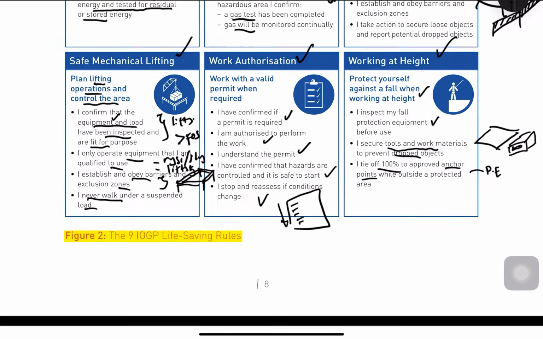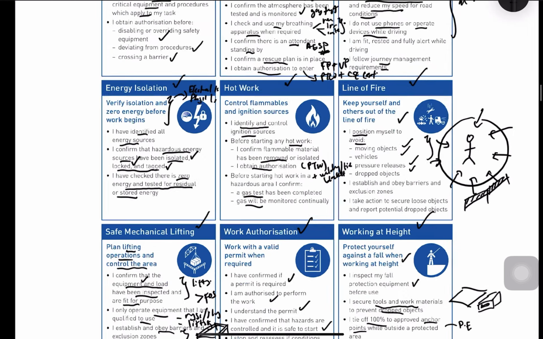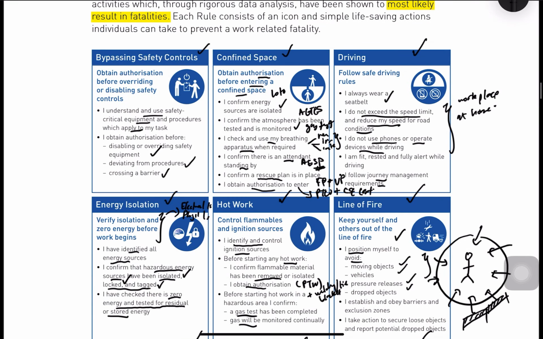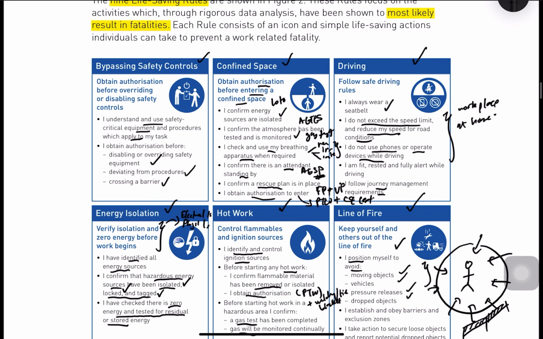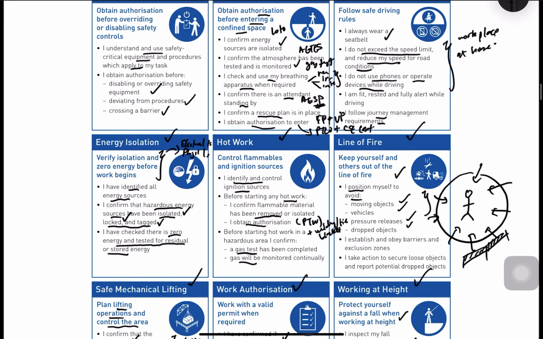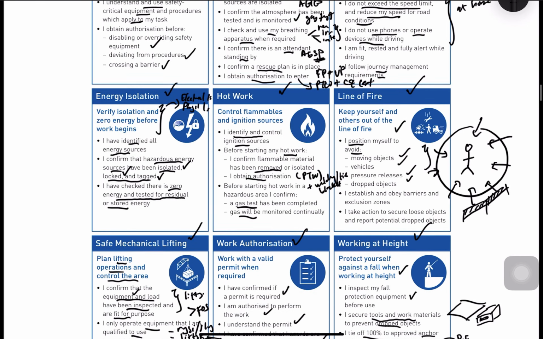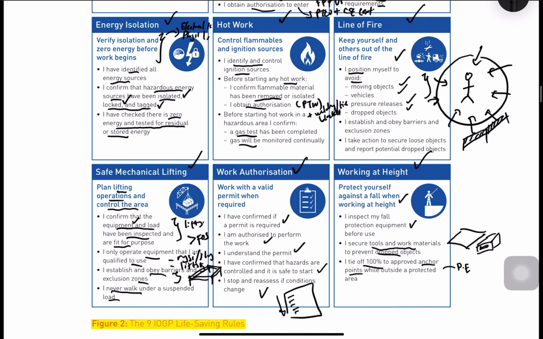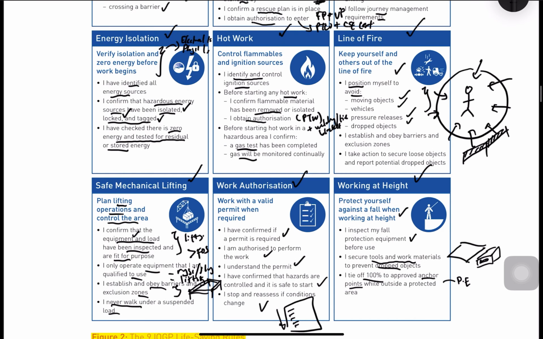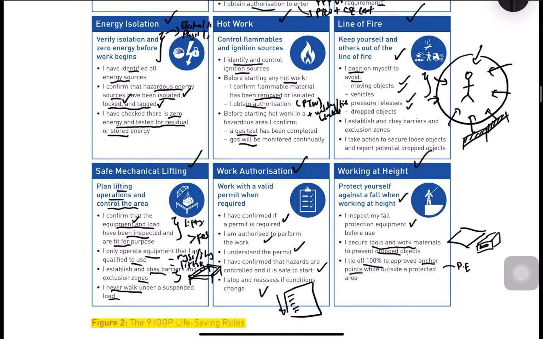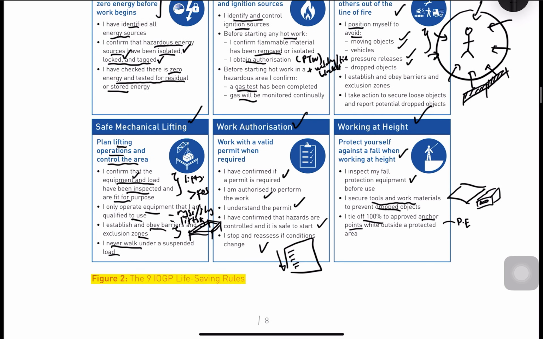I think that's all from me. So quick summary. There are 9 life-saving rules: bypass safety control, confined space, driving, energy isolation, hot work, line of fire, safe mechanical lifting, work authorization, and working at height. I hope that you enjoy this session. See you in the next session on part 2 of the life saving rules. Thank you.